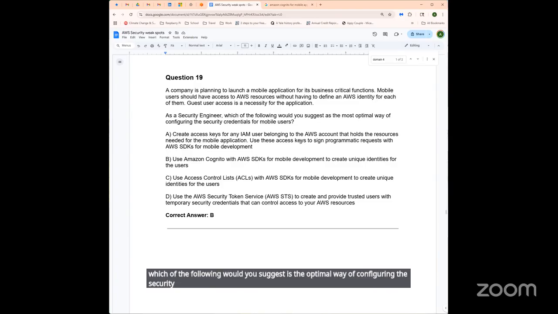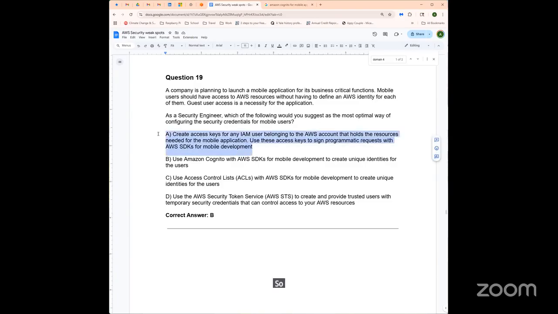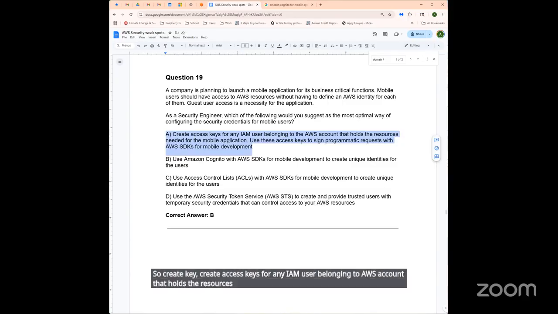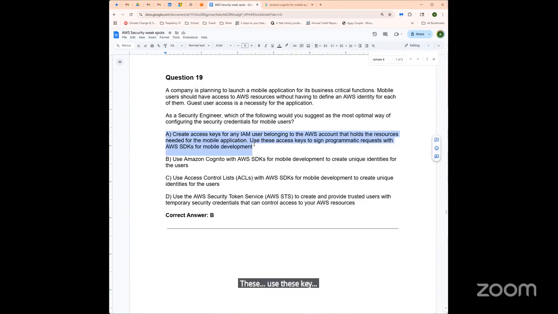for mobile users? So create access keys for any IAM user belonging to the AWS account that holds the resources needed for the mobile application. Use these access keys to sign programmatic requests with SDKs for mobile development.